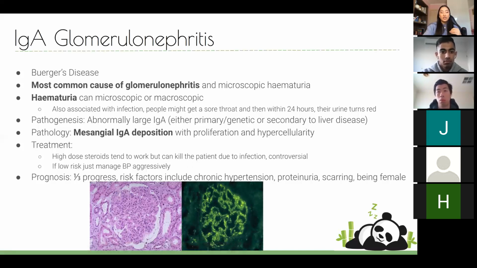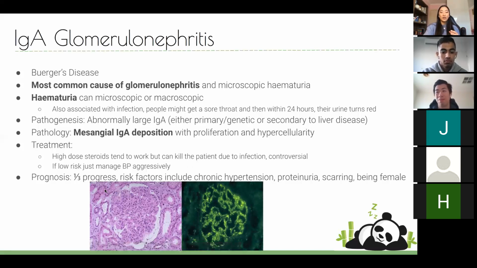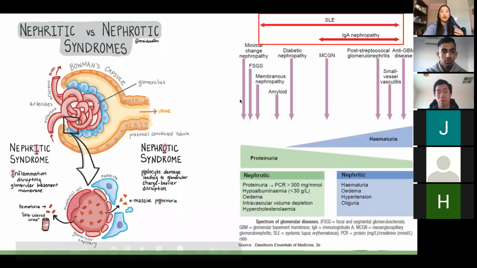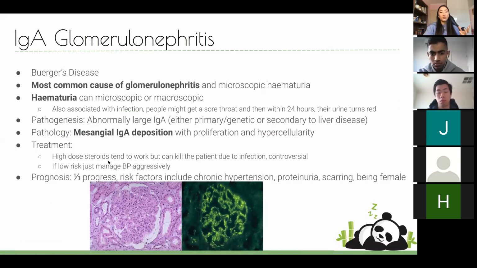So the management of this, the prognosis is okay. A third of them progress. So it's kind of similar to your membranous nephropathy. But the problem is, again, if you treat them with high-dose steroids, it can kill the patient. So treatment is kind of controversial.